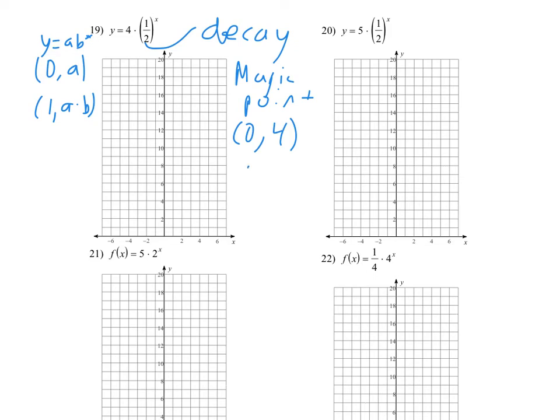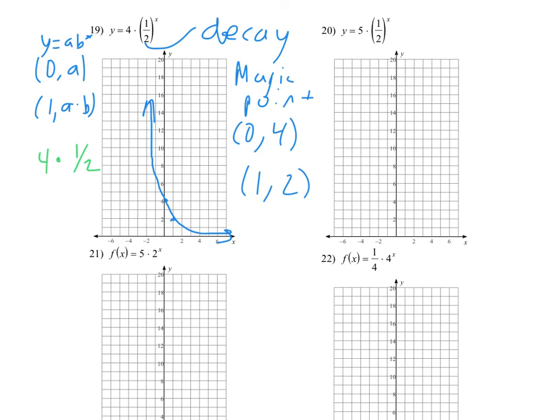And then our second one is going to be 1, comma, and then 4 times 1/2. If you want to, you can use a calculator for that. 4 times 1 over 2 is going to come out to 2. So that's my 2 points there: 0, 4, and 1, 2. And that'll be our decay, so it's going to be decreasing. Let's try to draw this. No, I'll try again. All right, it's going to be a decay, so it'll be going down like this. There we go. That's really good.